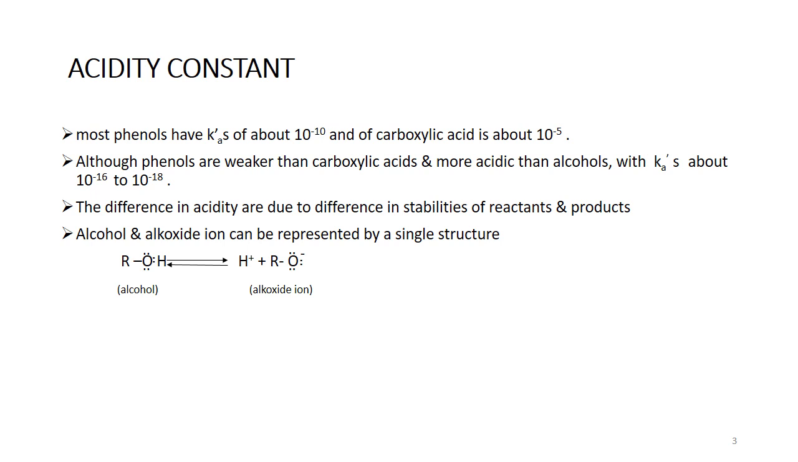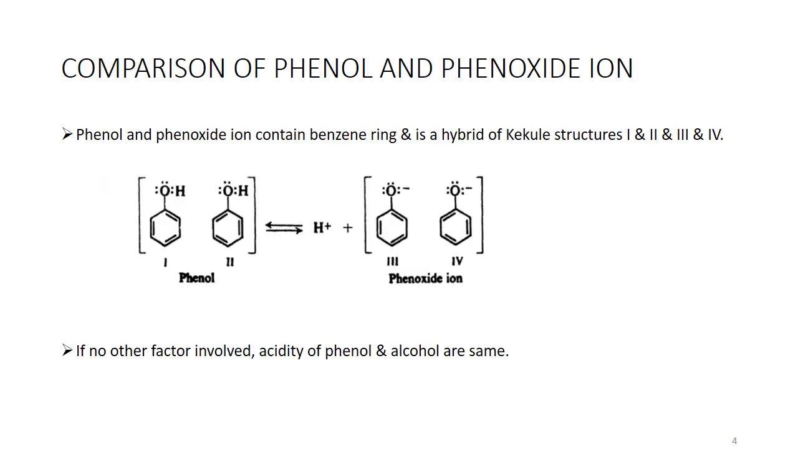So when we state the acidity of the alcohol, we cannot say that the alcohol is more stable than the alkoxide ion or the alkoxide ion is more stable than alcohol, because both can be represented by only one structure. In order to prove that phenol is more acidic than alcohol, we have to compare the stability of phenol and phenoxide ion. Phenol has a benzene ring, and any compound that has a benzene ring can be represented as a hybrid of two different Kekulé structures. So phenol is a hybrid of these two structures, structure 1 and 2.